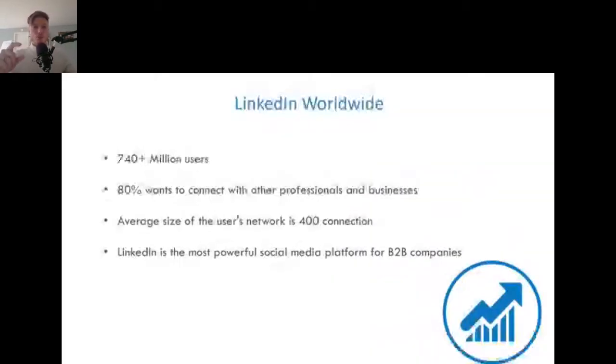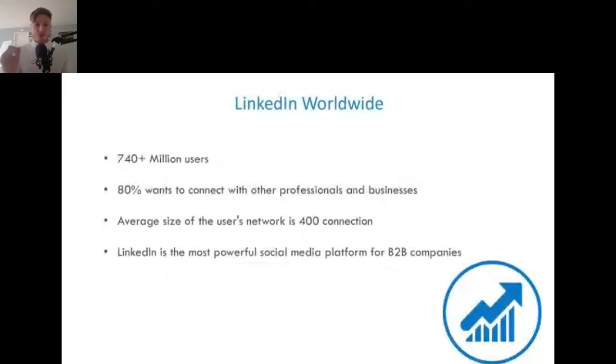So LinkedIn worldwide has 740 plus million users, 750, maybe even 760 right now. This statistic is a couple of weeks old. 80% want to connect with businesses on LinkedIn, so we are in an open mindset on LinkedIn. People actually want to connect with you. The key is to do it in the right way, to always have a relationship-oriented, network-oriented way of doing things. Then a lot of things are going to open up on LinkedIn.